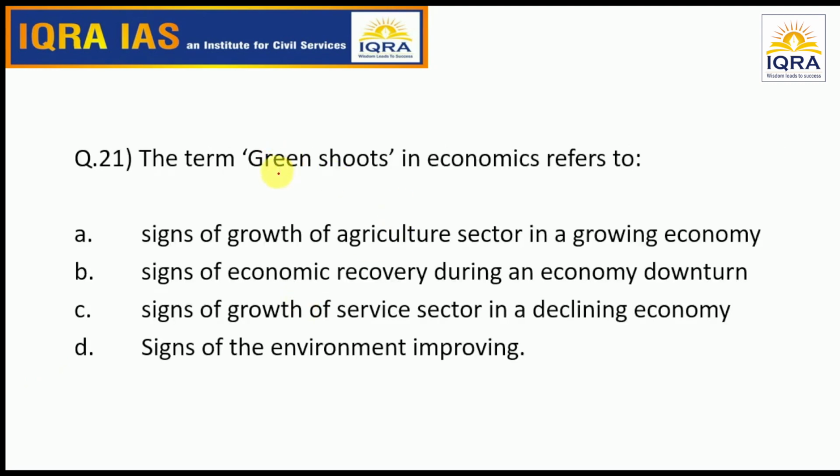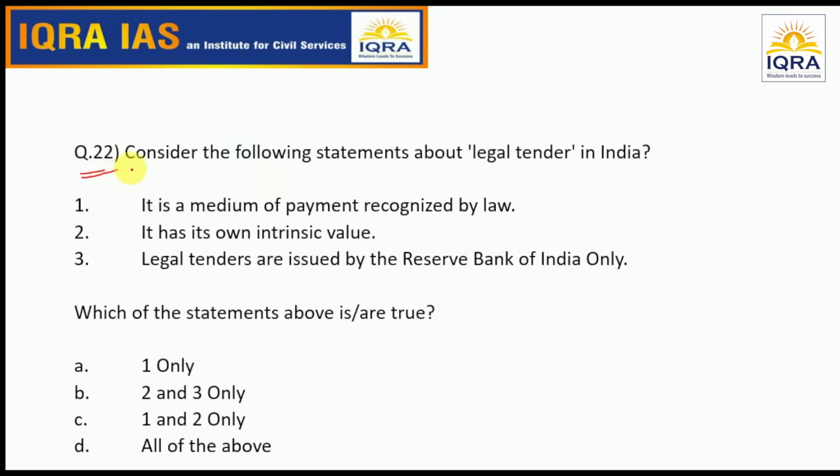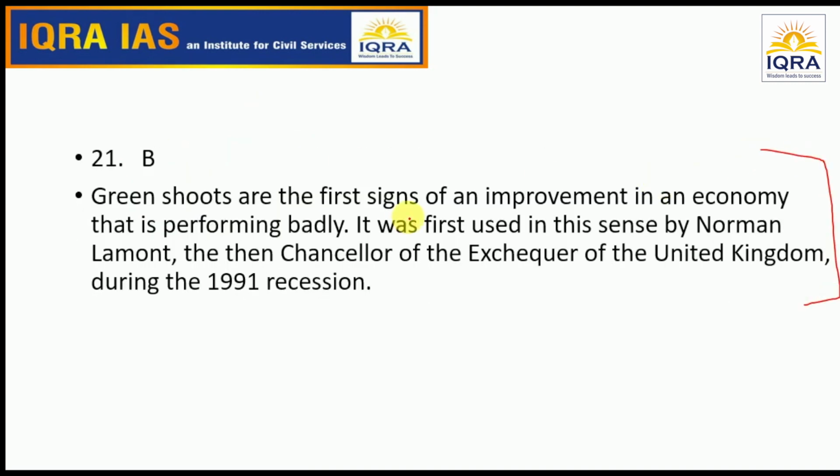Moving on, question number 21, green shoots. In an economy, it refers to signs of growth of the agriculture sector in a growing economy, signs of economic recovery during an economic downturn, signs of growth of the service sector in a declining economy, or signs of the environment improving. In general, whenever the word green comes, we always refer to environment or climate change. But here it is not the case. It has nothing to do with agriculture or environment. It is simply economic recovery during an economic downturn. So when the first signs of recovery appear, we call them green shoots. This is the explanation.